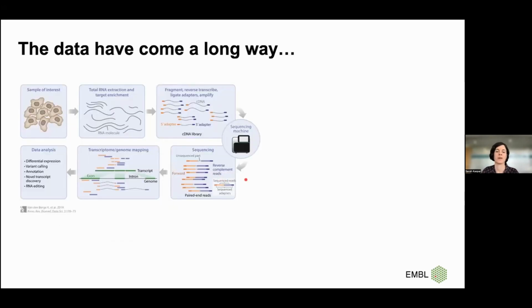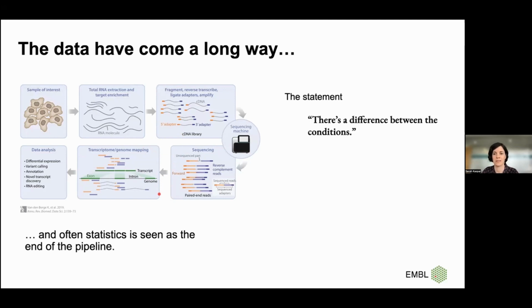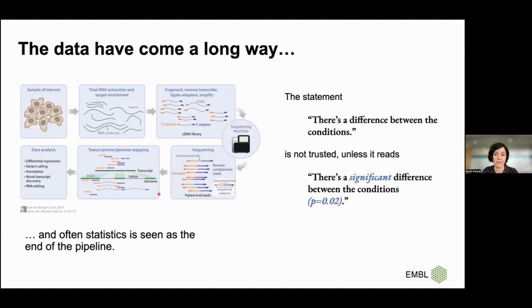So in addition to there being lots of data, they also often have come a long way. So as an example, you see here the workflow of RNA sequencing. There are several experimental steps followed by some in silico, on the computer steps. And somehow statistics, though debatable, is often seen as the end of that pipeline. Because a statement that says there's a difference between the conditions is not trusted unless it reads there is a significant difference between the conditions and it has some p-value on it.